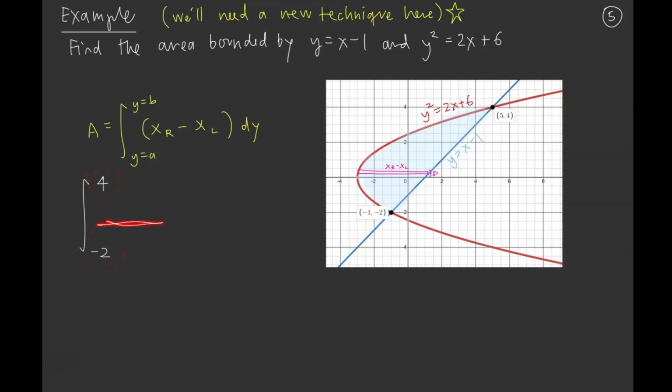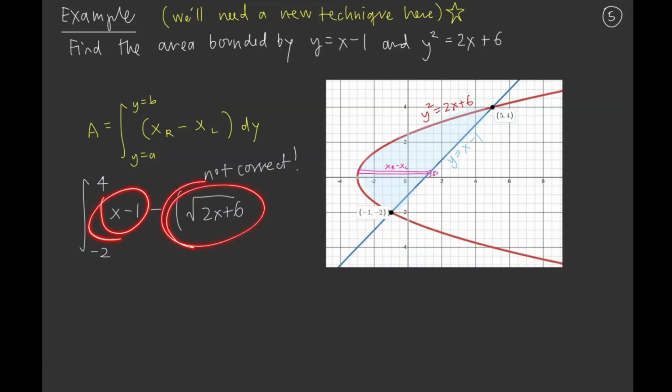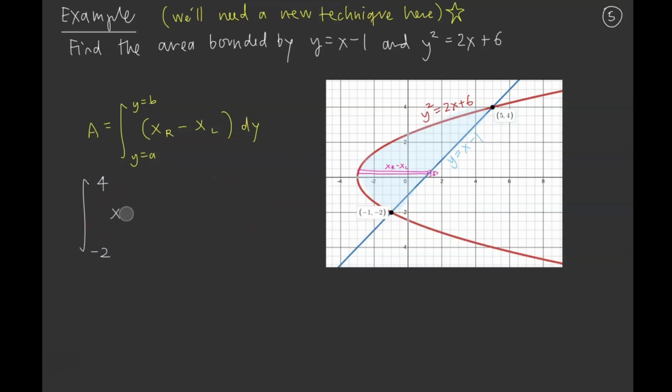Now we want the x value on the right. So what would be wrong with saying x minus 1 minus something like a square root of 2x plus 6? So this is not correct. And why isn't it correct? It's because you're essentially taking the difference of y values here, but we really need the difference of x values. So that's not going to work. We need the difference of x values. So we have to think about these guys.